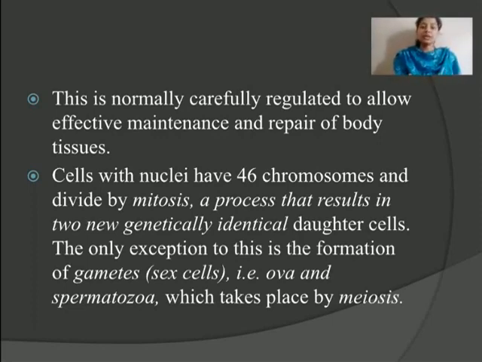Cells with nuclei having 46 chromosomes can divide by mitosis, and mitosis is a process that results in the generation of two new genetically identical daughter cells, right? The only exception to this is the formation of gametes. Gametes are basically the sex cells, right? That is the ova in females and spermatozoa in males, and they divide by meiosis.